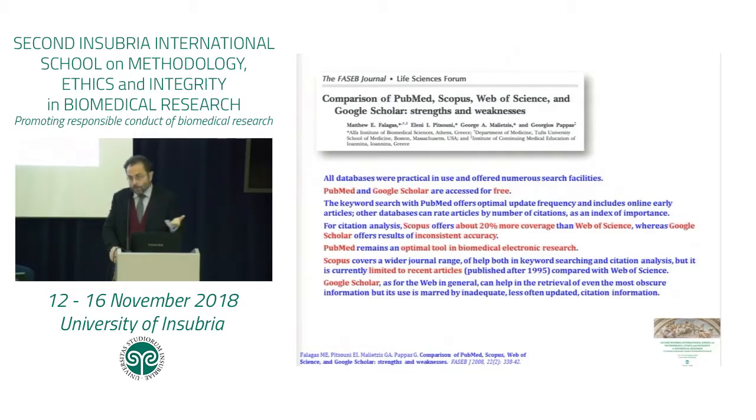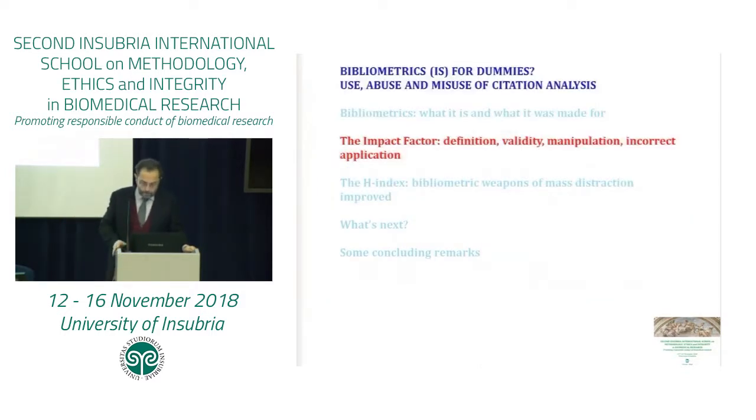But if you use this tool, for instance, to retrieve information, maybe an advantage of the inaccuracy of Google is that with Google you can find also, for instance, gray literature or references which would not be formally indexed in databases like Web of Knowledge or Scopus. But let's go on. So, the impact factor.